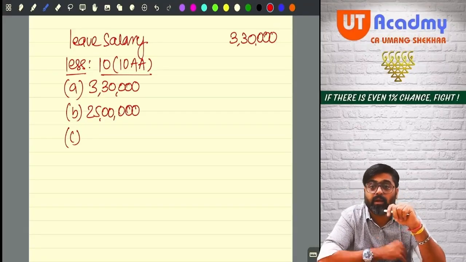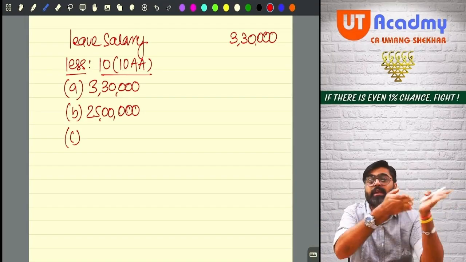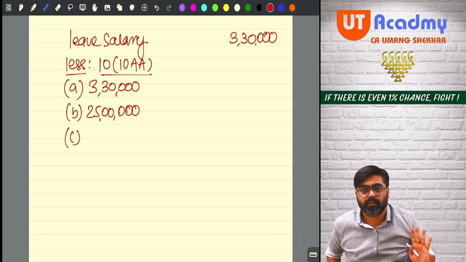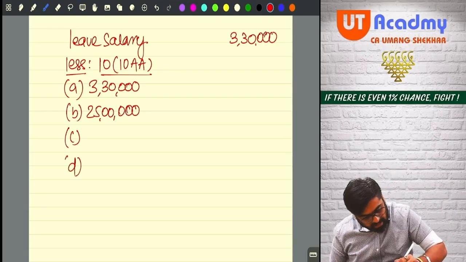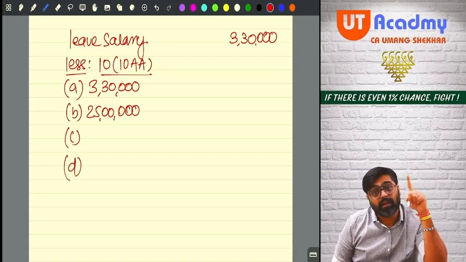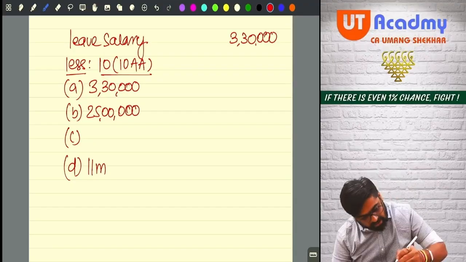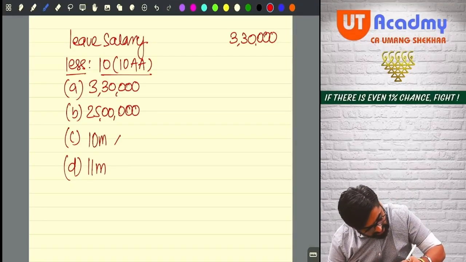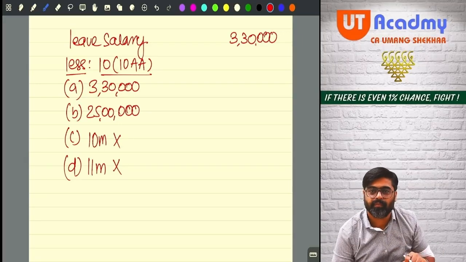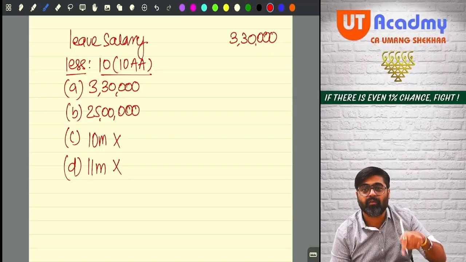10 months salary. But for that, I will have to first calculate average salary, and then average salary multiplied by 10, I will get 10 months salary. And then limit B, I will have to calculate leave credit multiplied by average salary. Leave credit I have calculated that it will be 11 months. Here I have to take 10 months, but I don't have average salary amount. Now average salary I will calculate. And here only the catch is there. In this average salary, I have to take what?